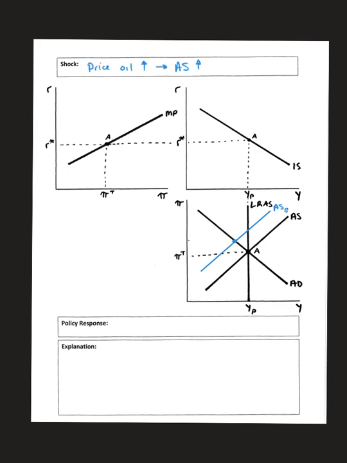And what we notice is we get the situation called stagflation, where we see a negative output gap, meaning we see output decreasing and unemployment increasing. And we see a positive inflation gap. So we're seeing inflation rising and unemployment rising because our output is declining. This would be point B.